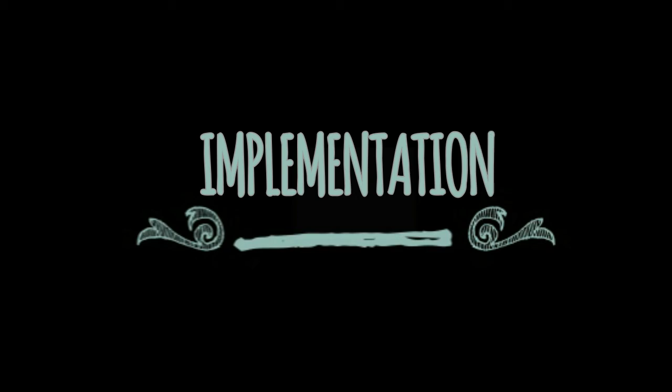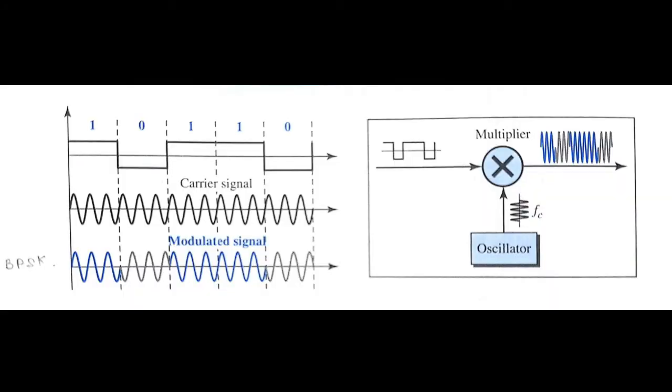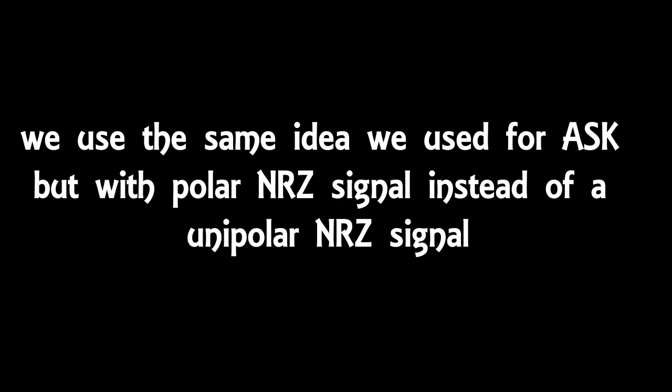The implementation of BPSK is simple. The reason is that the signal element with phase 180 degrees can be seen as the complement of the signal element with phase 0 degrees. This gives us a clue on how to implement BPSK. The polar NRZ signal is multiplied by the carrier frequency. The 1 bit, positive voltage, is represented by a phase starting at 0 degrees. The 0 bit, negative voltage, is represented by a phase starting at 180 degrees. We use the same idea as we use for ASK but with a polar NRZ signal instead of a unipolar NRZ signal.